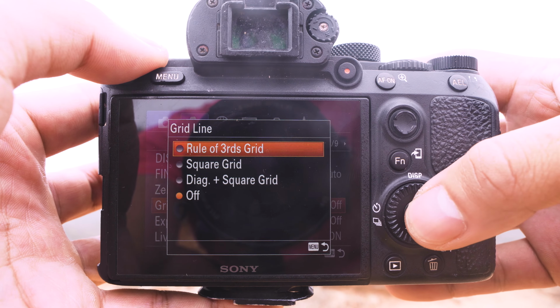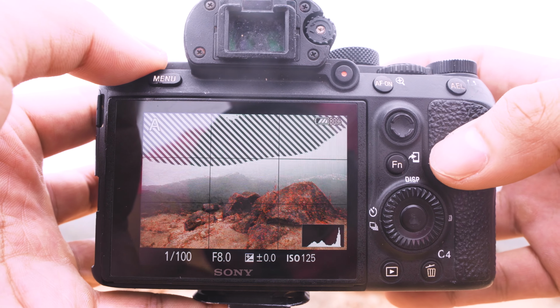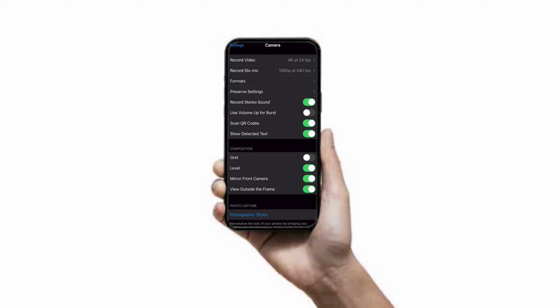Most cameras these days will have that rule of thirds overlay, even your smartphone, which if you want to use it, you can just go to your camera settings.